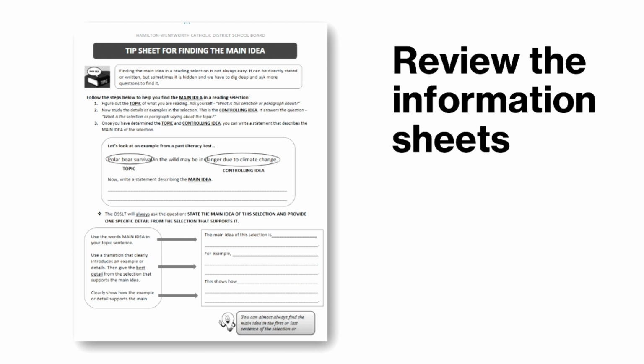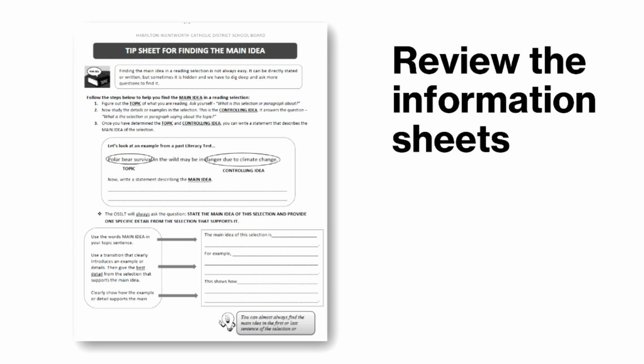So figure out the topic of what you are reading. When you're reading something, ask yourself, what is this selection or paragraph about? What is the subject of this paragraph or selection? Then look for details or examples in the selection. This is the controlling idea. It answers the question, what is the selection or paragraph saying about the topic? What does the author want me to know about the subject or topic? So once you have the topic and the controlling idea, you can write a statement that describes the main idea.